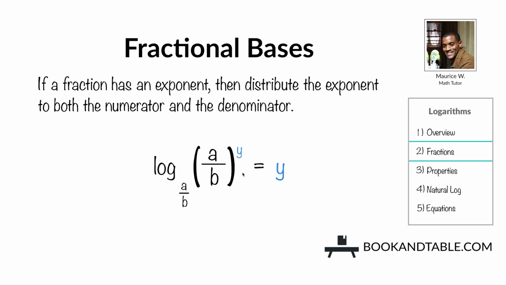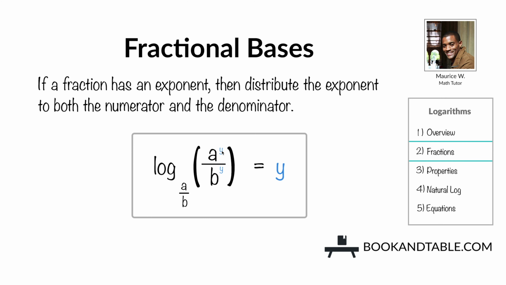Why is this? Well, if this logarithm is equal to y, then if we take this base and raise it to a power of y, this will give us an argument of a over b to a power of y. And if a fraction is raised to an exponent, we then want to distribute this y to both the numerator and the denominator. And when we do so, we will wind up with a to a power of y and b to a power of y. Now, why is this important?